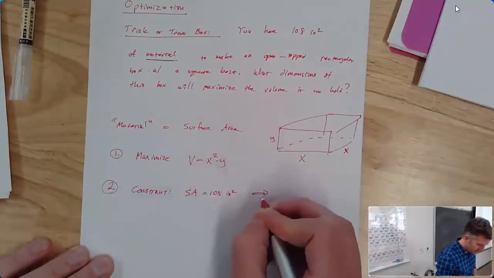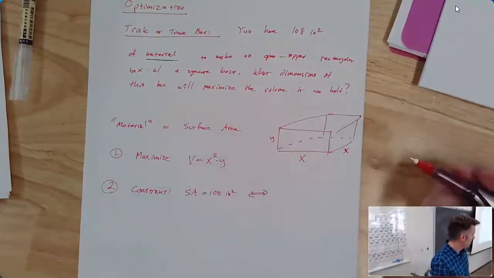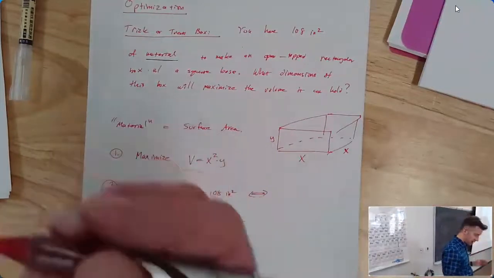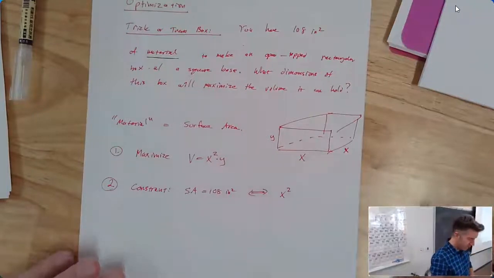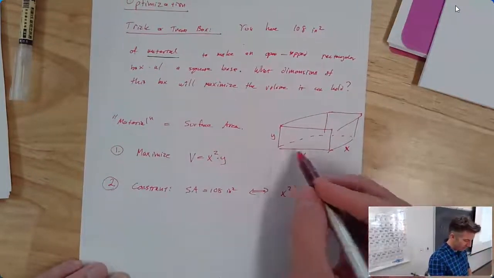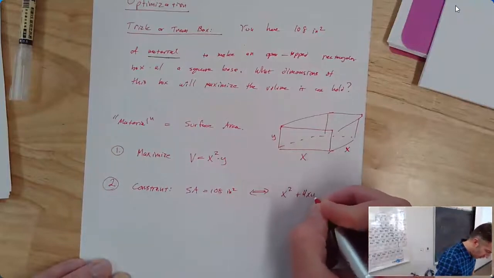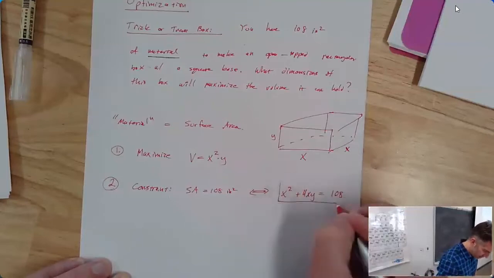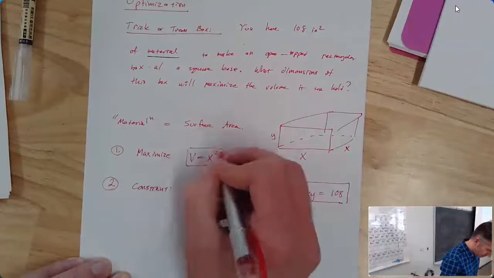But we should really write an equation for that. So for this box that has 5 sides, all of the areas of the individual sides should add up to 108. You've got your bottom side, which has an area of x squared, and each of the other 4 sides have an area of x times y. So I'm going to have x squared plus 4 times x times y, and all that should add up to 108. There's our constraint. There's the thing we want to maximize.